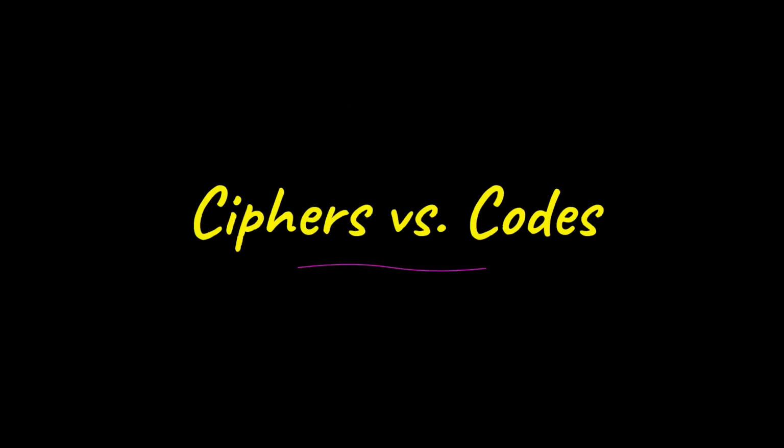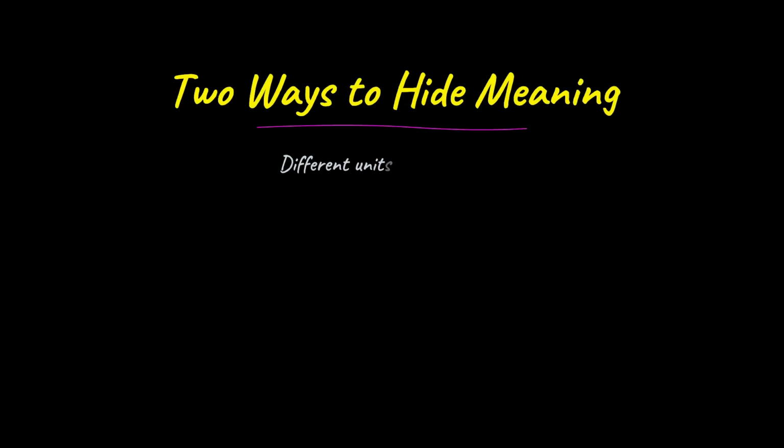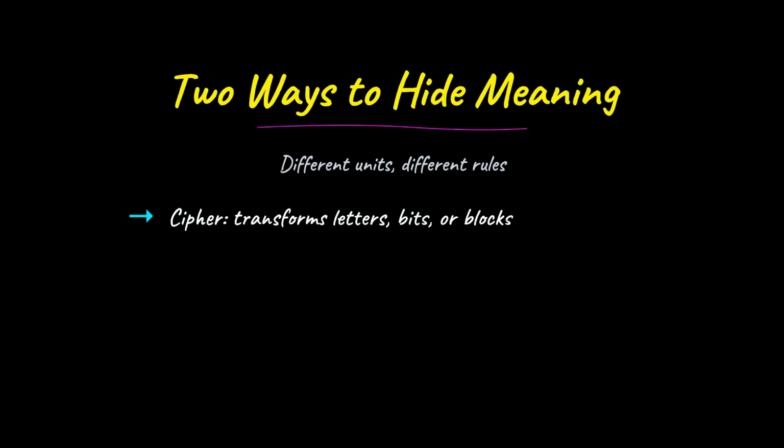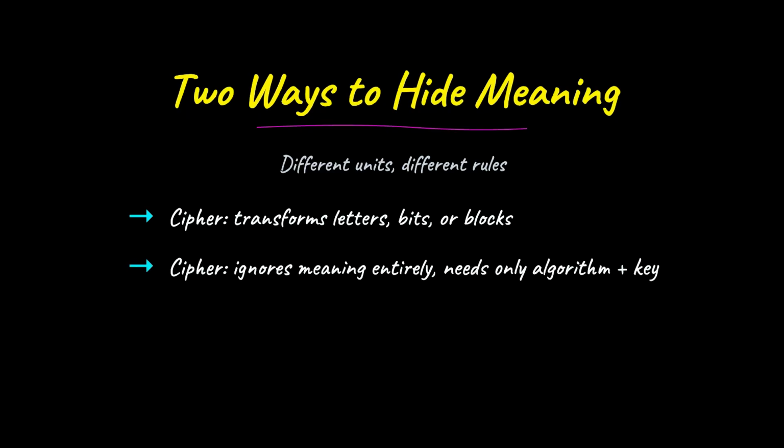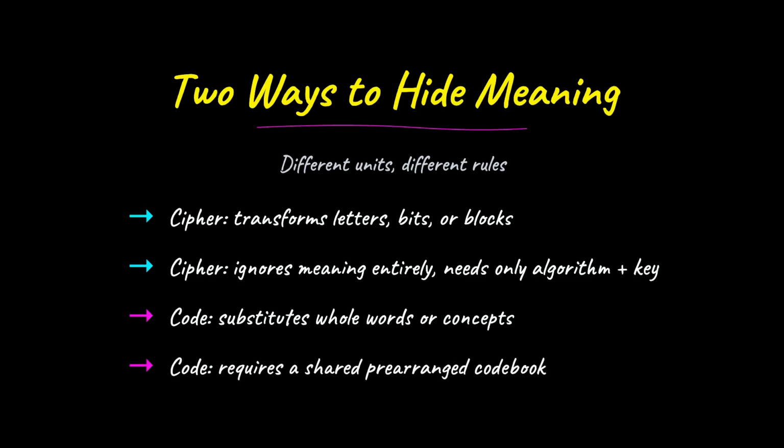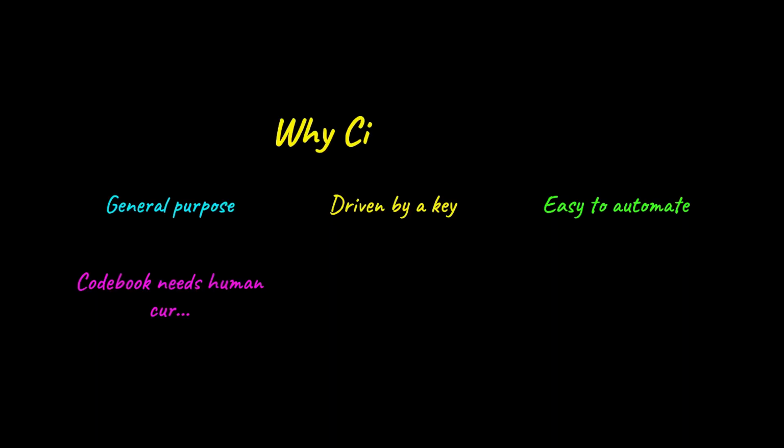Secret writing has always split into two different methods, and modern cryptography keeps them carefully separate: the cipher and the code. A cipher operates on the fundamental units of a message, letters, bits, or blocks, without caring what they mean. A code works at the level of meaning, substituting whole words or phrases using a pre-arranged codebook, like replacing an operation name with "the eagle has landed."